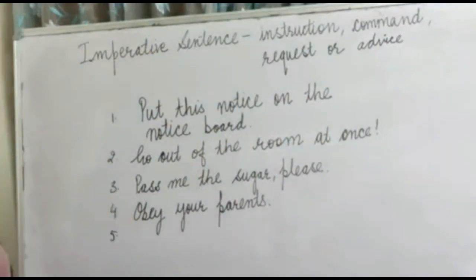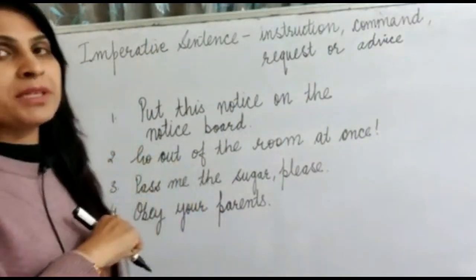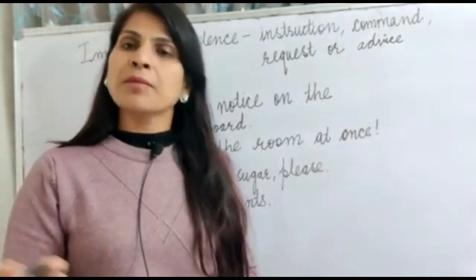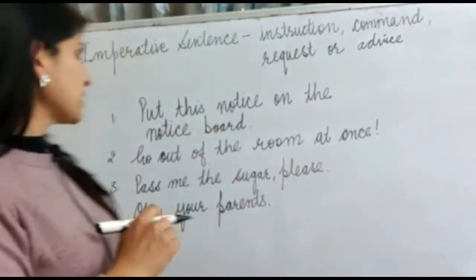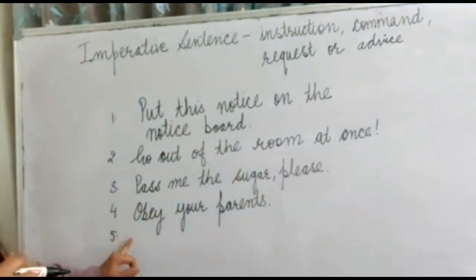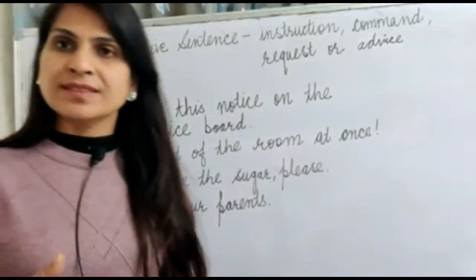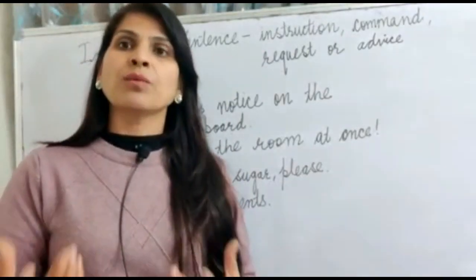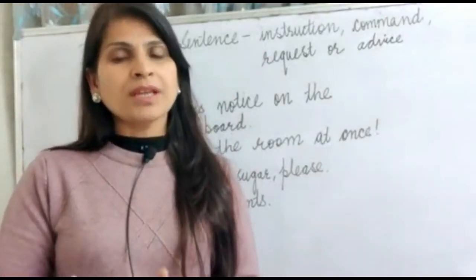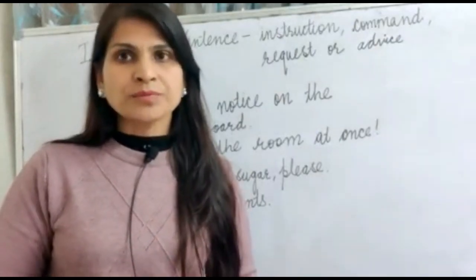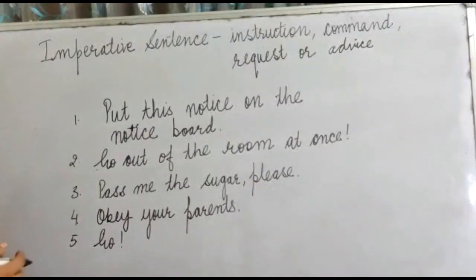And in the next sentence, that is, "Pass me the sugar, please." This is a request. In the next sentence, that is, "Obey your parents." This is advice. We give advice to somebody to obey their parents. Now, let's see the last sentence, that is, "Go." Just one word, and is it a sentence? Yes, it is a sentence.